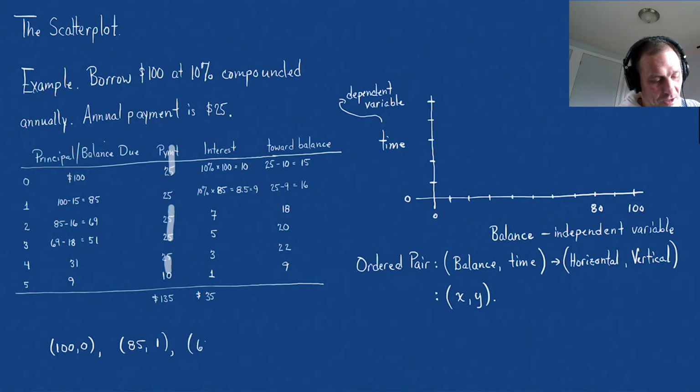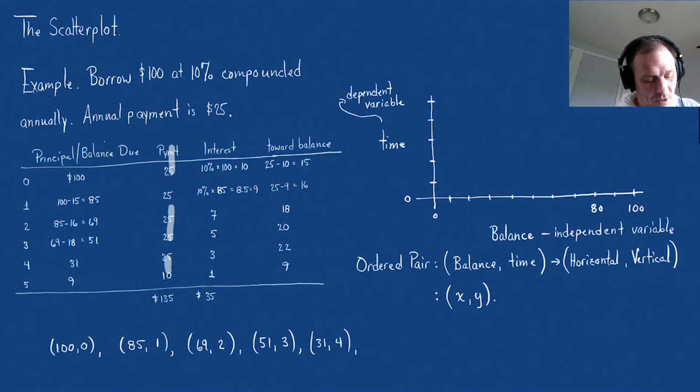when we owed $69, and that happened at the beginning of year 2. And then the next balance that we owe is $51, and that was the beginning of year 3. And the next one we had was $31 at the beginning of year 4, and finally $9 at the beginning of year 5, and then we paid it off. We could write that because at the end the balance was 0 at the beginning of year 6.